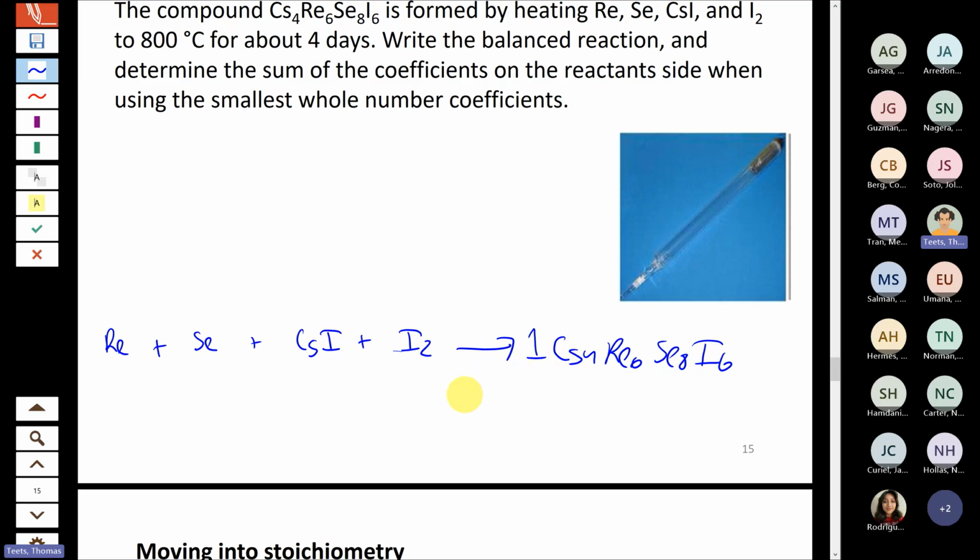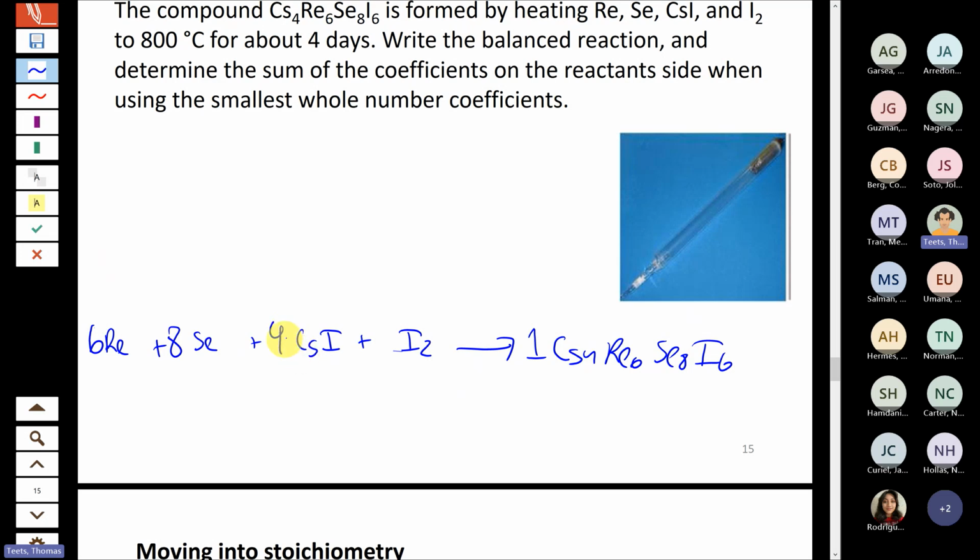So we'll start, in any order we can do this. We have 6 rheniums here in the product, Re6, so we need a coefficient of 6 there. We have 8 seleniums, so we need a coefficient of 8 there. And then for cesium, we have 4 in the product, so we're going to put a coefficient of 4 there. So then at this point, we can balance iodine by difference.